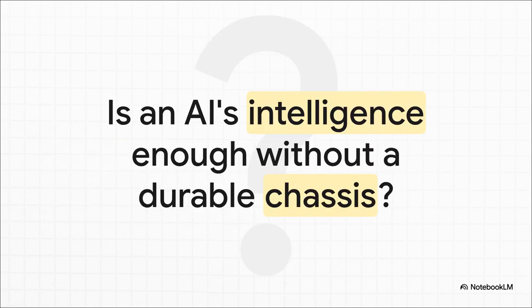So I'll leave you with this question to think about. If an AI agent's intelligence is its engine, then isn't its ability to remember, to recover, and to be governed its chassis? You can have the most powerful engine in the world, but without a solid, reliable chassis, you're not going anywhere safely. LangGraph is that chassis, and it's what's going to let us build AI that doesn't just work in a lab, but can finally, truly be trusted out in the real world.